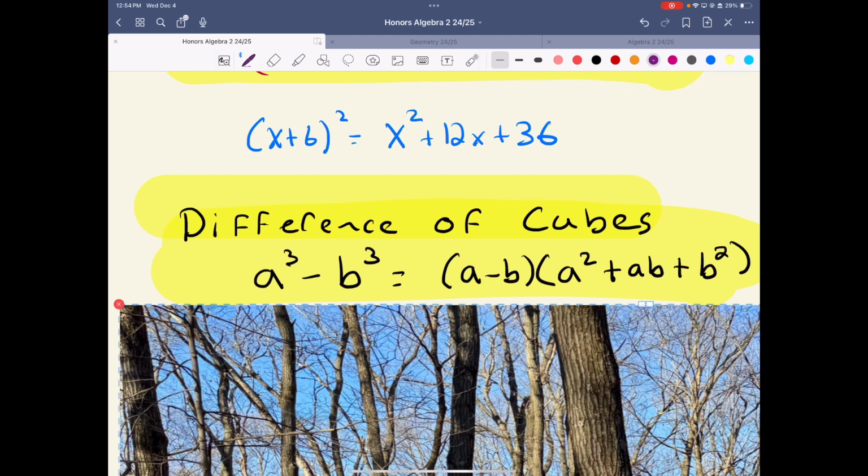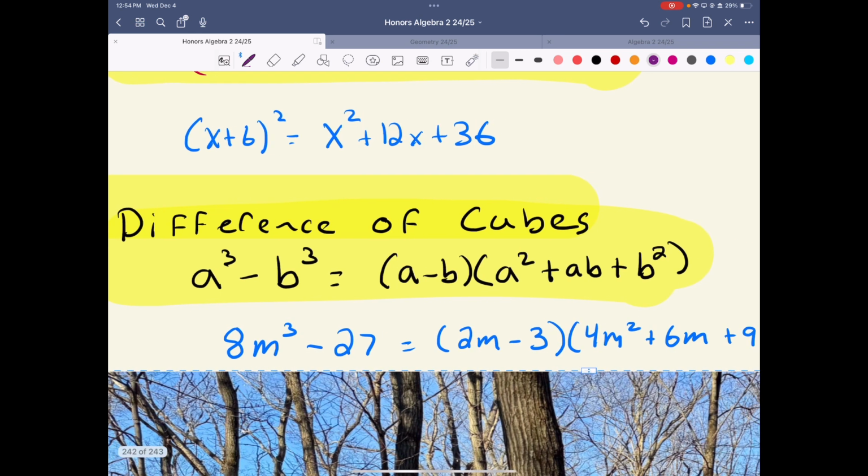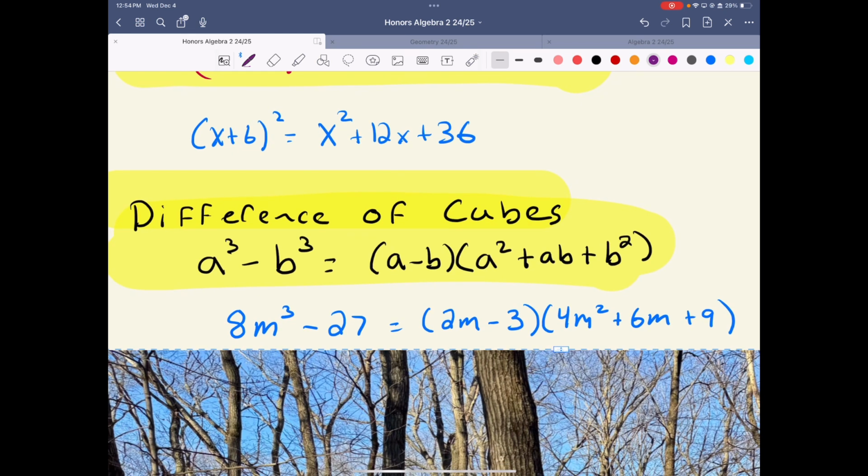And again, the a and the b, but now instead of a being the square root of a squared, a is just the cube root of a cubed, and b is the cube root of b cubed. So you're just doing a cube root instead. We're really looking for perfect cubes when we're doing this. So if we have something like 8m cubed minus 27, what I'm looking for when I'm looking for differences of cubes is perfect cubes: a number multiplied by itself 3 times that gives us that number. And then making sure they're subtracted.